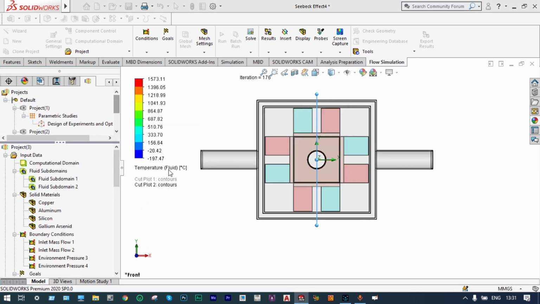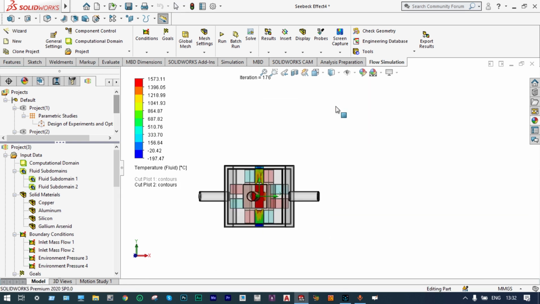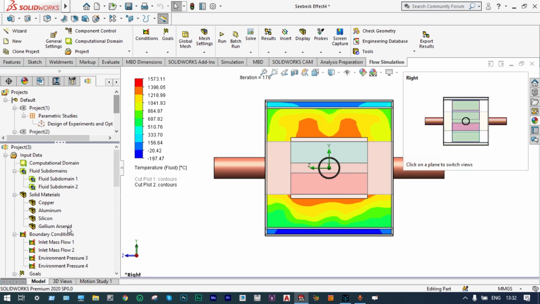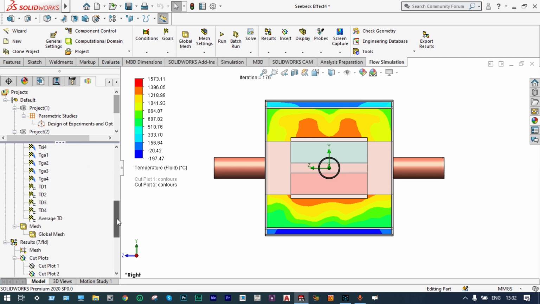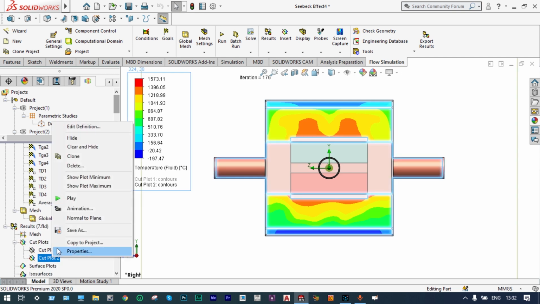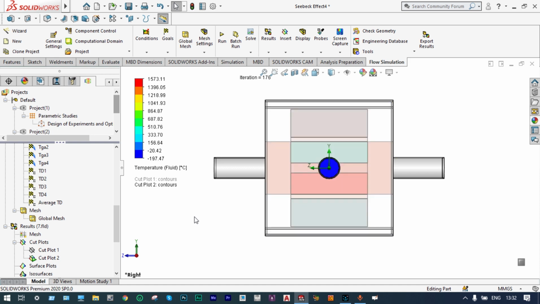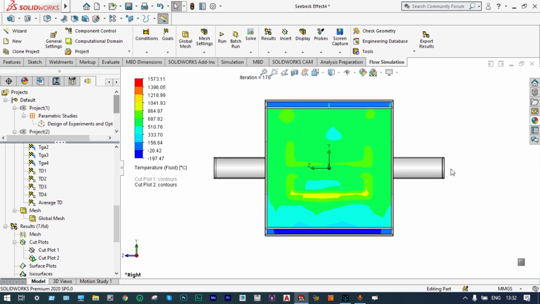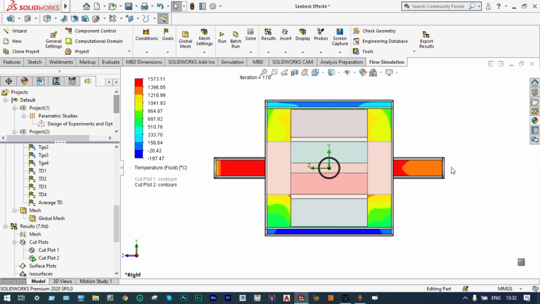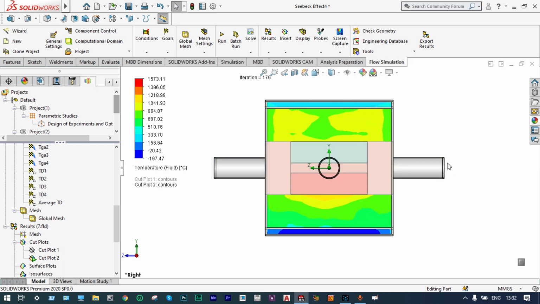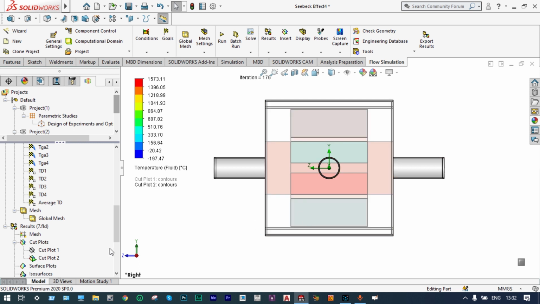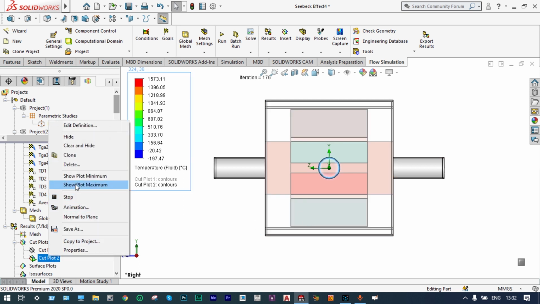Grid check. Let us rotate this one. We want to see from right plane. Let us play these things. Cut plot 2. Let us play. This is the hot flue gas entry. Its color is red. Okay. Let us clear and hide these things.